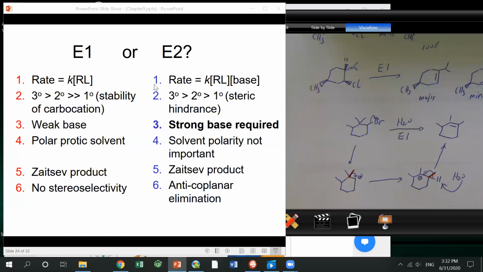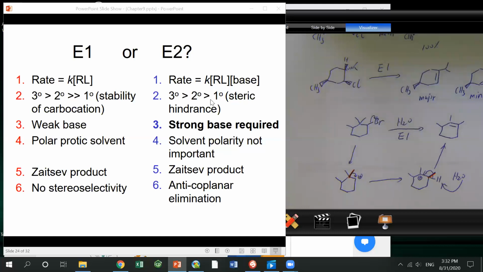Tertiary, then followed by secondary, and then followed by primary. That's the reason for the steric hindrance. E2 wants to take up beta hydrogens. If you have a tertiary one, it wants access to the alpha carbons in the middle, and only picks up the beta hydrogens that extend out, followed by secondary and then primary.